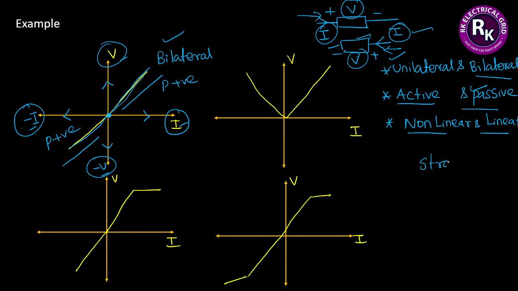It must be a straight line. First check, is it a straight line? Yes sir, it is a straight line. That is a straight line. It passes through the origin. Yes sir, it passes through origin.